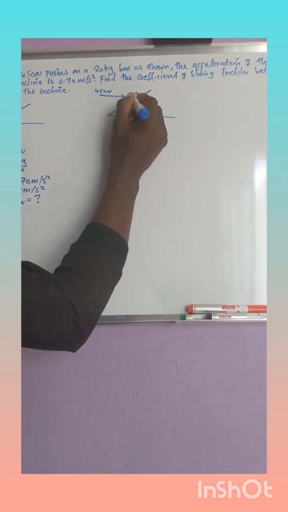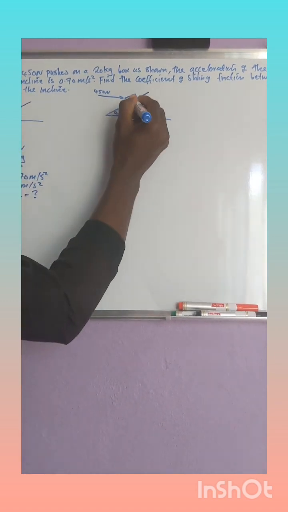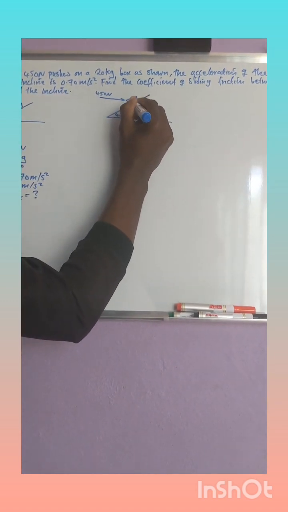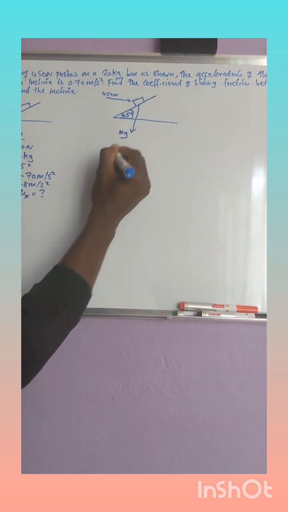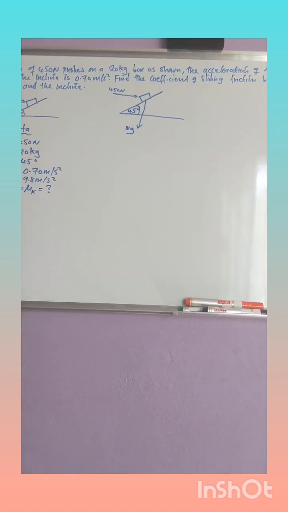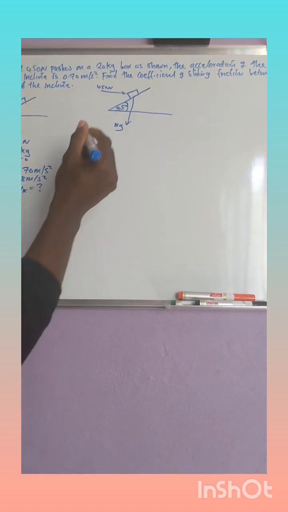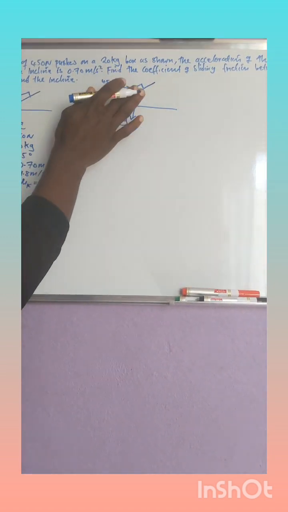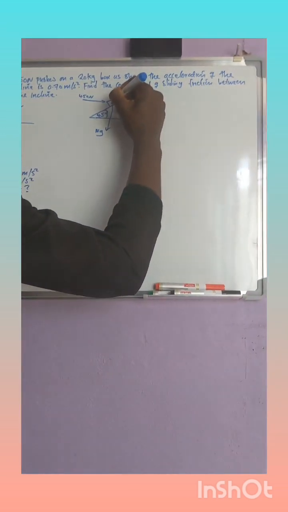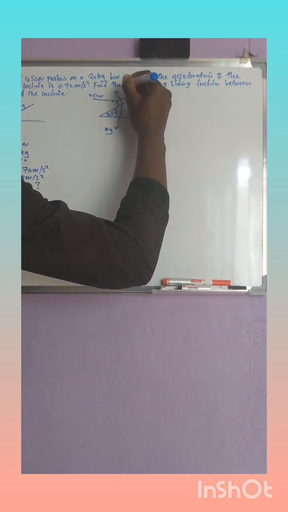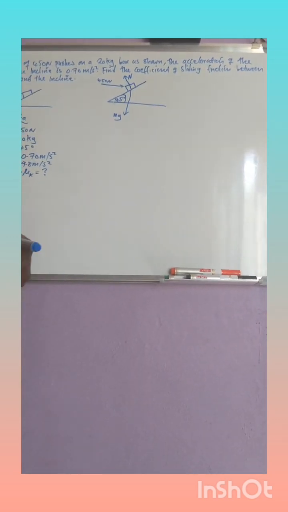So the force acting vertically downward here is the weight. We have the weight, which is mg, acting downward. We have the force which is acting perpendicular to the inclined plane. So this is the normal force. The normal force is N.